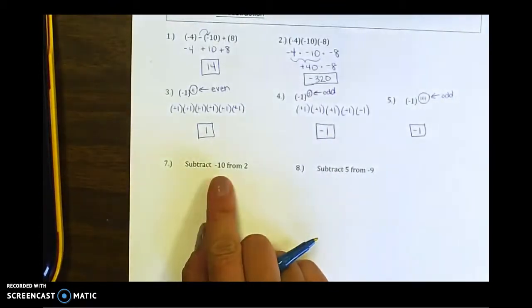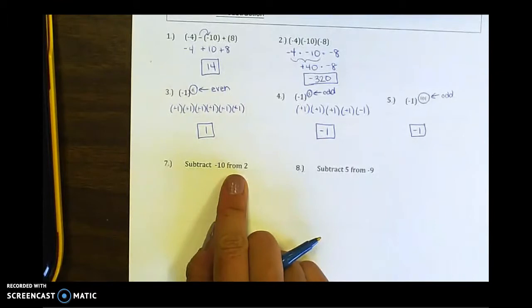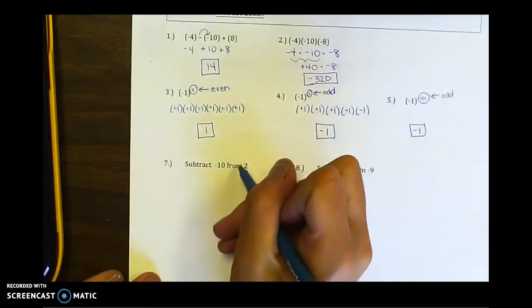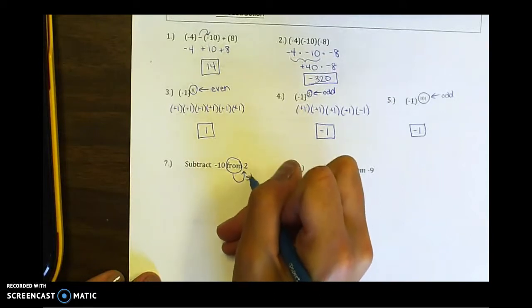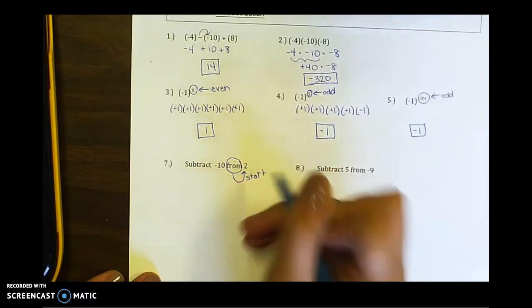All right, now let's go down to number 7. Here it says subtract negative 10 from 2. So here we have the word from. Whenever you see the word from, you're going to start with whatever comes after the word from.